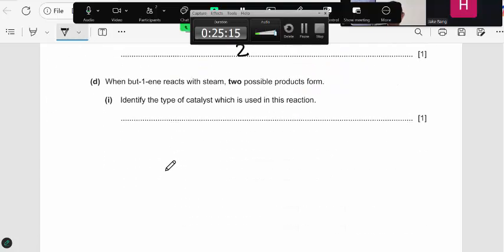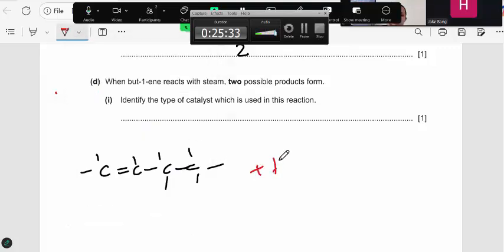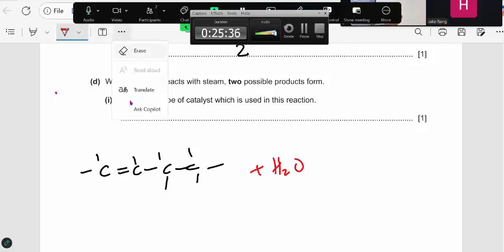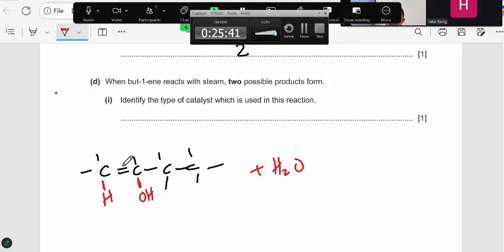But-1-ene reacts with steam. Two possible products form. So meaning you add steam, you're adding water. Where do you add the water? You add it here, here, changing the double bond to a single bond. Or you can do it the other way, HOH. If you do it like this, it's butan-2-ol. If you do it like this, it's butan-1-ol.